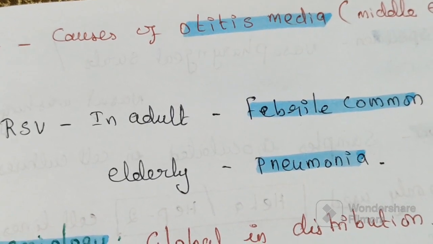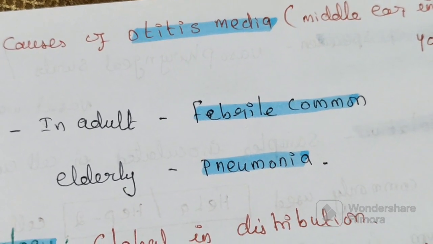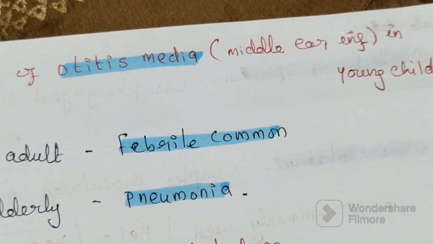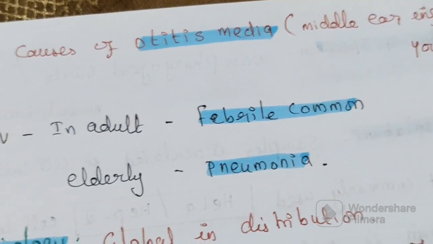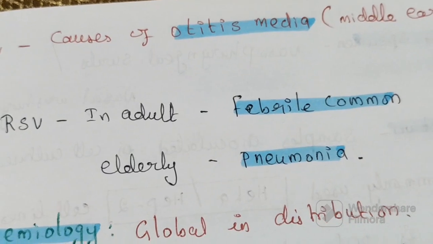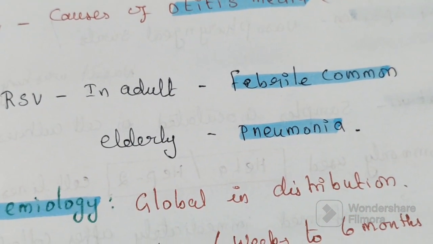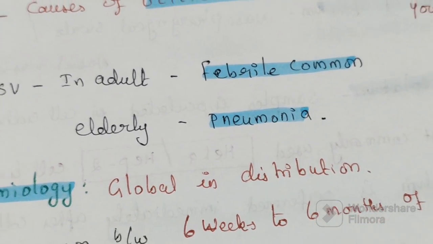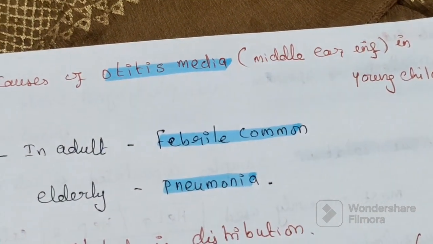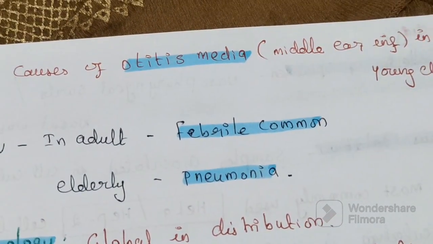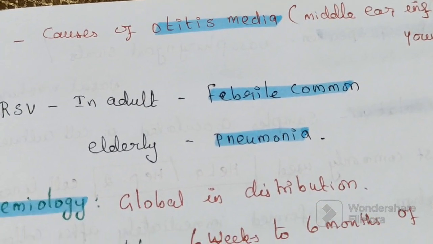RSV is an important cause of otitis media, that is middle ear infection, in young children. In adults, RSV infection commonly presents with fever, and in elderly patients pneumonia can occur.